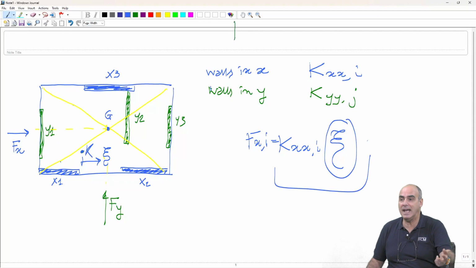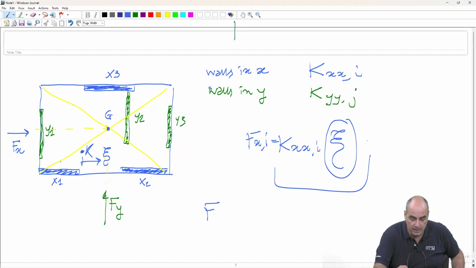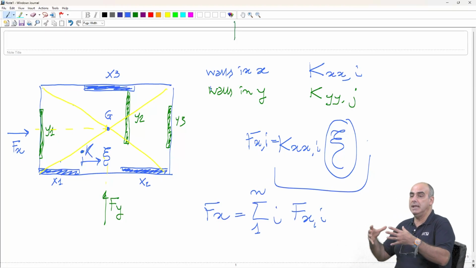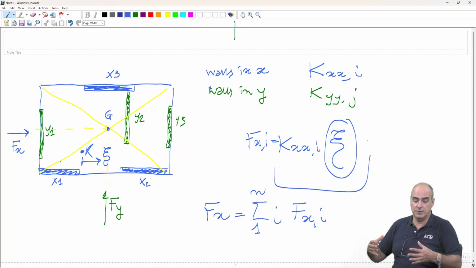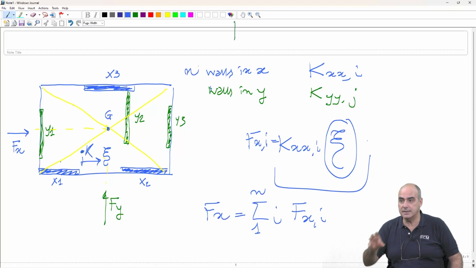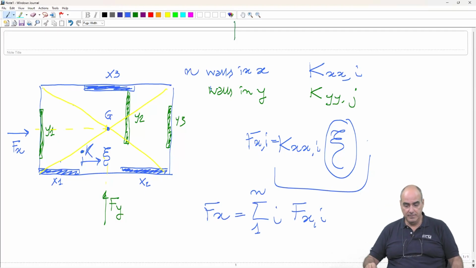Well, we have a force Fx, which is the external action. We have reaction forces in the walls. The equilibrium states that the external forces must be equilibrated by the sum of the forces in each and all the walls in that direction. So if we have n walls in X, it will be a sum from i equal 1 to n of F_i.